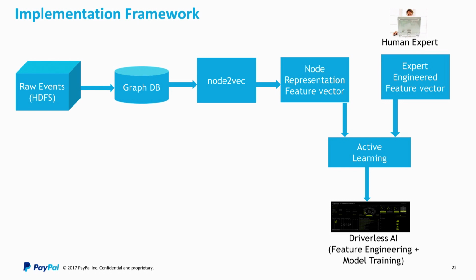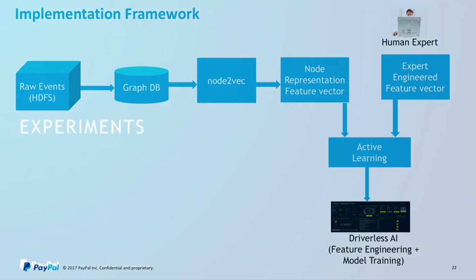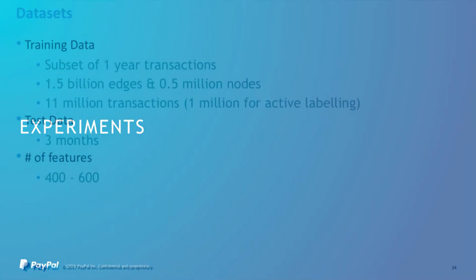Once you learn the feature representation, we also use the expert engineered feature vector. Our fraud models have been there for a very long time, so it's very hard to get even a 0.1% improvement on the performance. So we don't want to eliminate our existing feature space. We want to learn additional feature space or additional logic which you can incorporate into our models to detect fraudsters better. So active learning was used for the labeling aspect, and I used Driverless AI for model training.